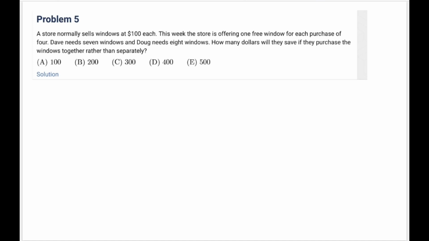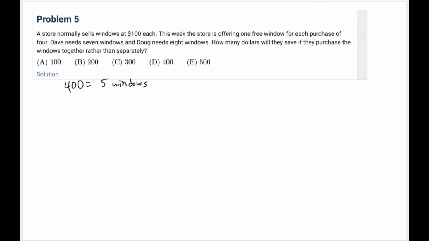Number 5: a store normally sells windows at $100 each. This week, the store is offering 1 free window for each purchase of 4. Dave needs 7 windows and Doug needs 8 windows. How many dollars will they save if they purchase the windows together rather than separately? So the store sells windows at $100 each, and so 4 windows, $400, would equal 5 windows.